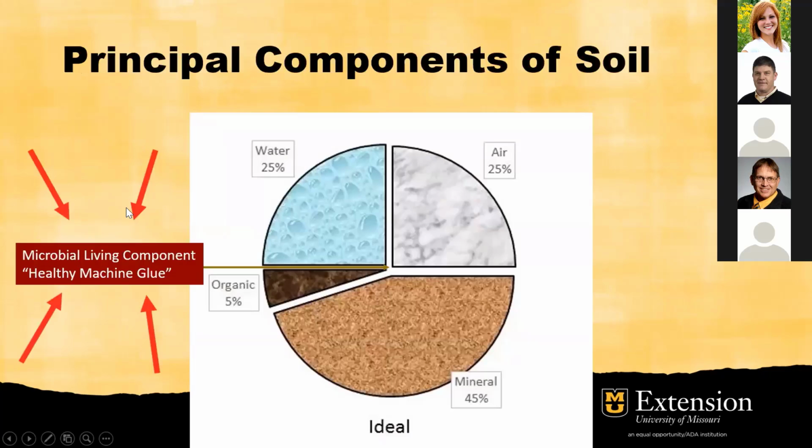And the background or moral of my story as it pertains to soil health is that microbial community. Here's the pie chart: 25% water, 25% air, 45% mineral, and roughly 5% organic matter, give or take. But it's this little sliver right in here, the microbial component, that's that part of this machine that holds it all together.